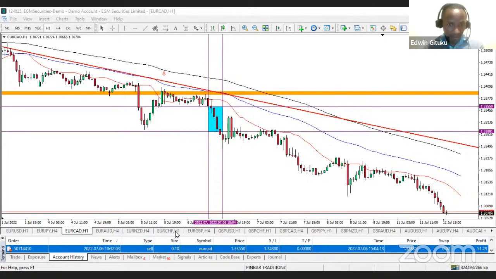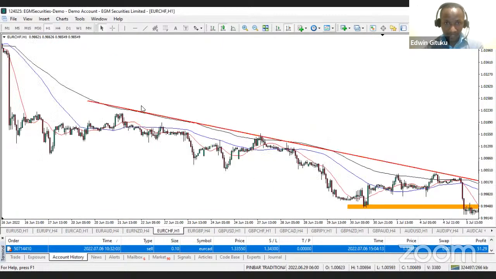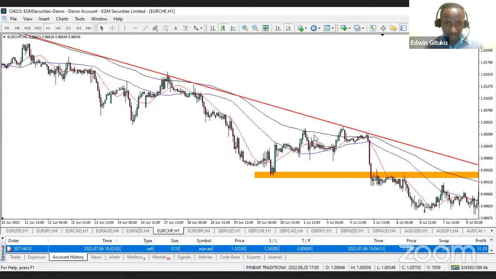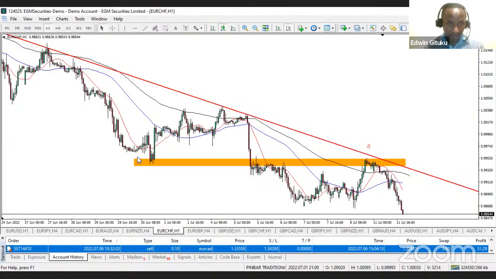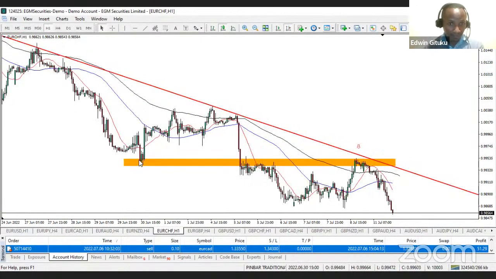Then there's Euro, Swiss franc. Again, it's been on a strong downward move, and based on the structure, we could connect several lower highs through a trend line. So it's at this point that this pair would form a lower low, then price would pull towards the trend line. Then there was a massive drop, which culminated in a break of the previous lower low.